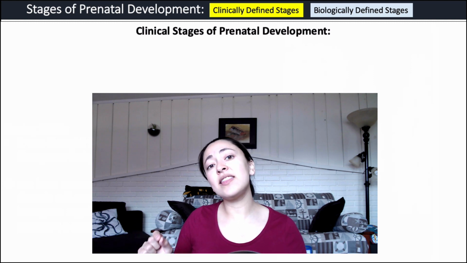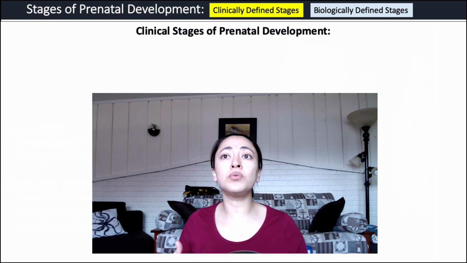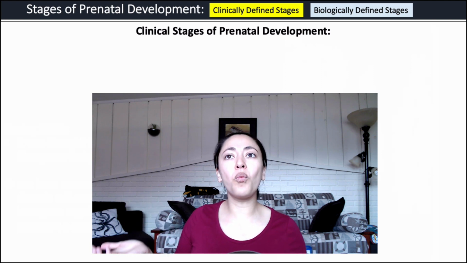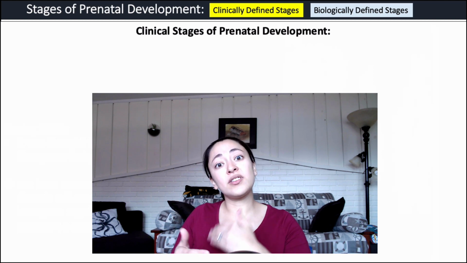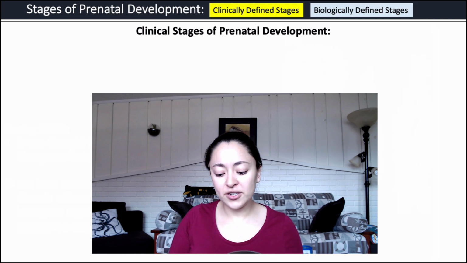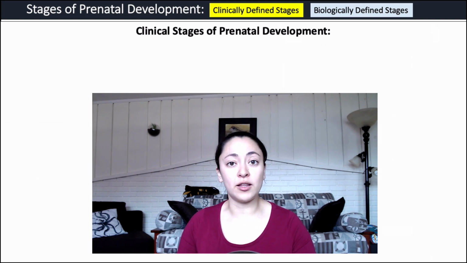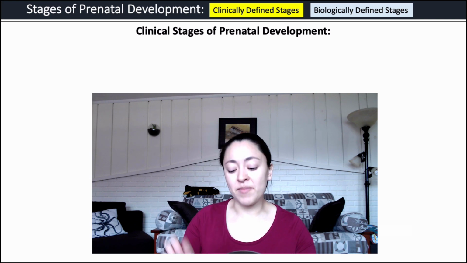Now we can define these stages clinically or biologically, and you want to be able to define them both clinically as well as biologically, and also know what characteristics define each stage of prenatal development and understand the timing of these different stages. Let's start off by talking about the clinical stages of prenatal development. Clinically, prenatal development can be divided into 3 trimesters.